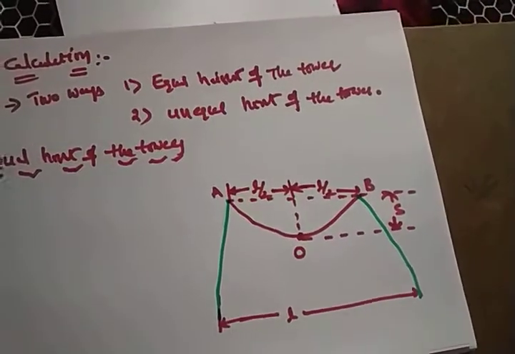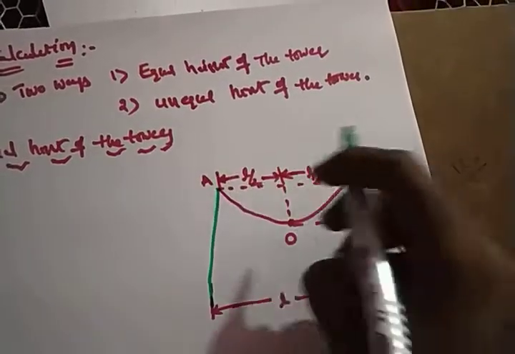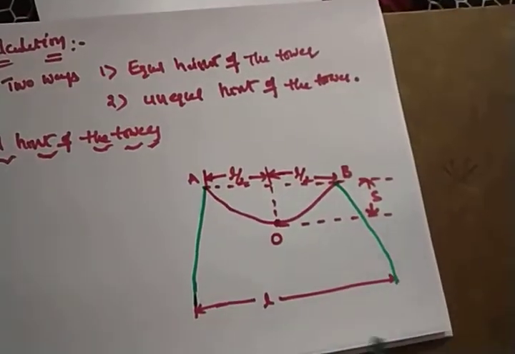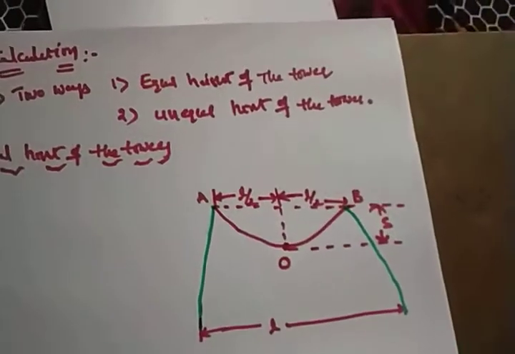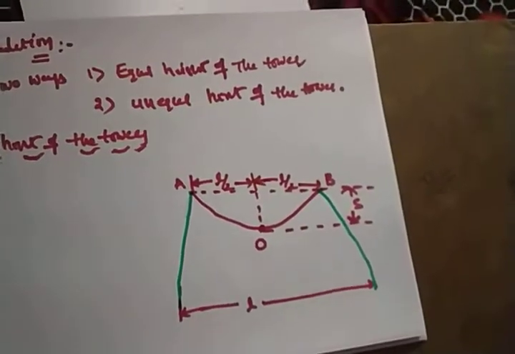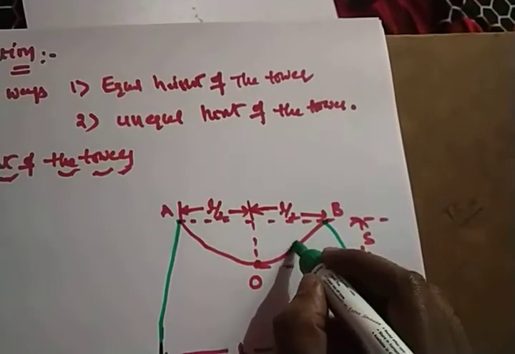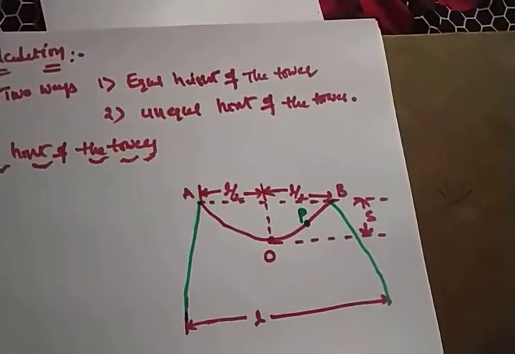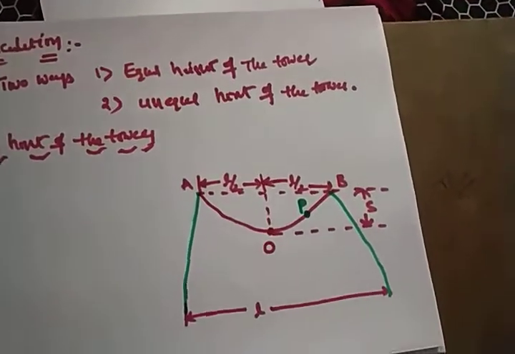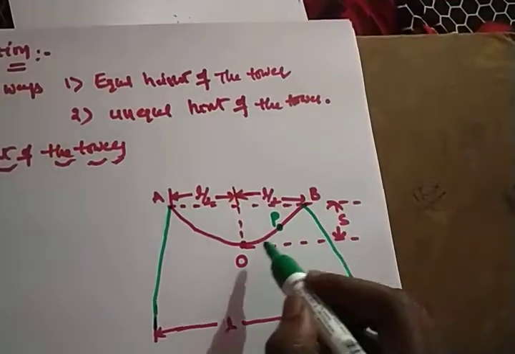So now the curve is very small, so that means we have to assume one point. With that we can easily solve the system, right? Solve the performance, right? I'm assuming a point P here. Now what is the length from O to P?